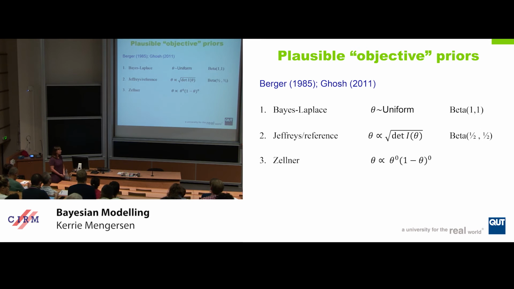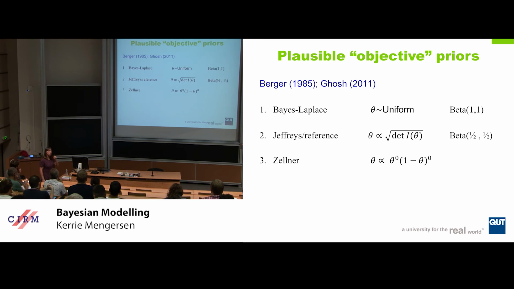Exactly. So the case of Jeffreys prior was, so one of the things here, say something first and then come back to your thing. So one of the problems with the Bayes-Laplace prior is that if you change the parameterization, then you're going to change the prior, okay? Whereas in Jeffreys reference prior, that won't happen, okay? So it's insensitive to reparameterization.